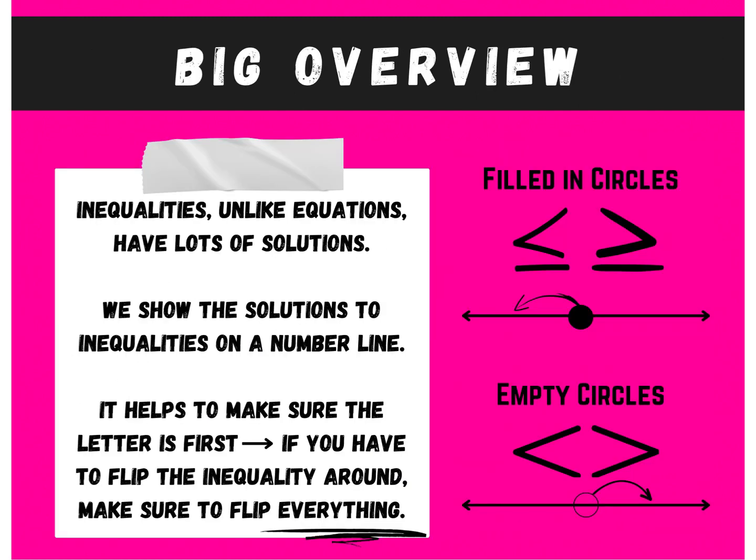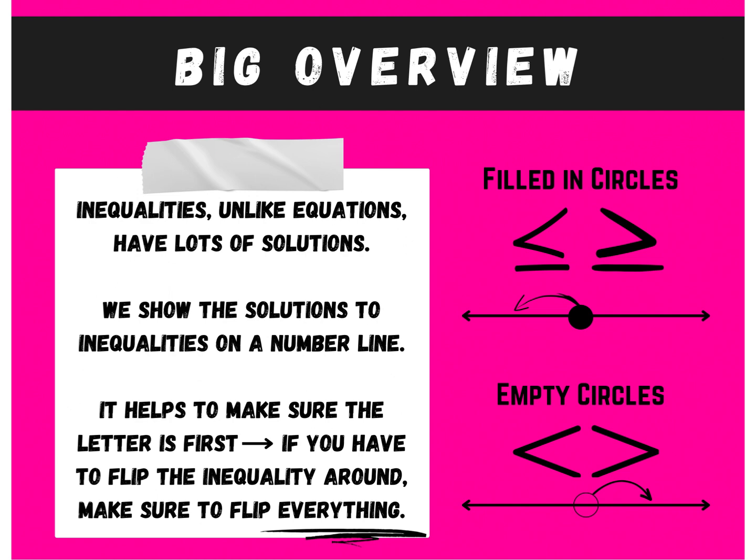So these are a few hints for what you need to remember. Inequalities, unlike equations, have lots of solutions. That's why we graph them. So we graph them on a number line, and we add an arrow to show that there are many, in fact, an infinite number of things that are less than 12, or an infinite number of things that are greater than or equal to -5. So we use a graph to show that there are infinite solutions.